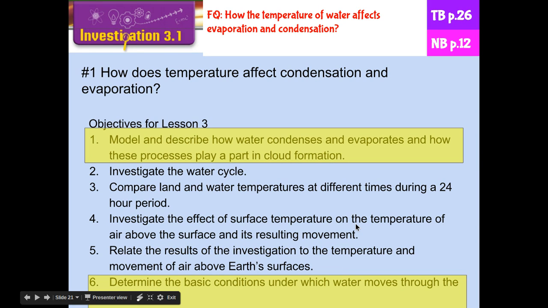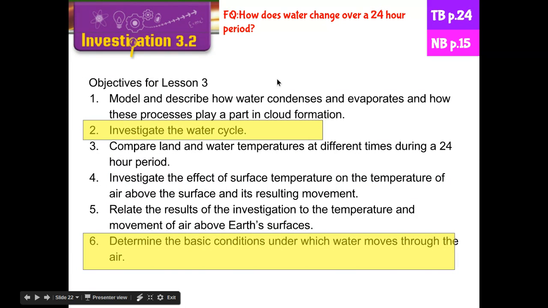We're going to take a minute and you're going to write and describe how water condenses and evaporates and how these processes play a part in cloud formation. So you should do number 1 and answer that question in your notebook. How does the temperature affect condensation and evaporation? And then we're moving on to investigation 3.2.